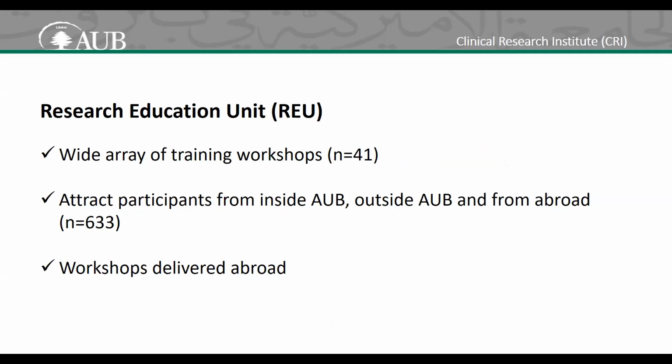The next unit is the research education unit. This is one of the most active units. We provide a long list of training workshops. Up to last year, we ran about 41 workshops. We have participants from AUB, from other universities outside Lebanon, and from abroad. And we do deliver some of these workshops based on invitation.